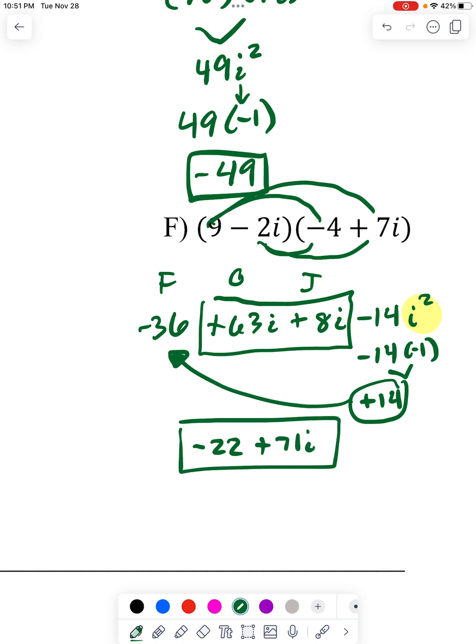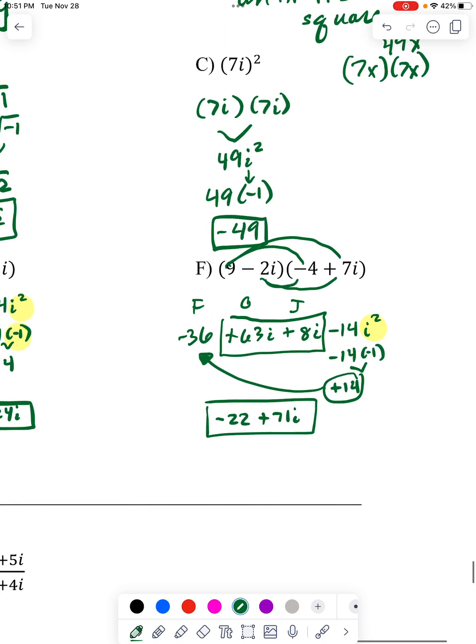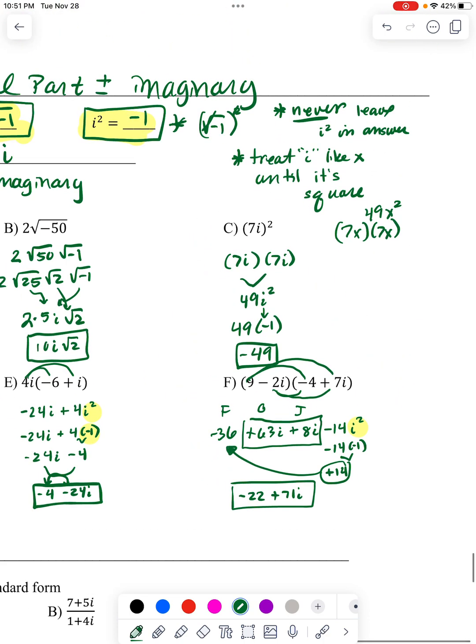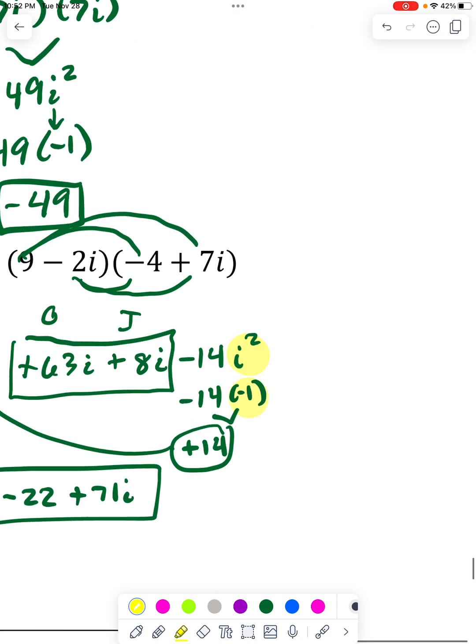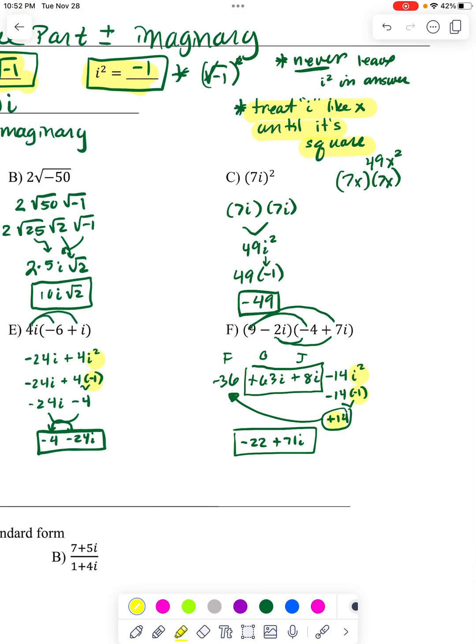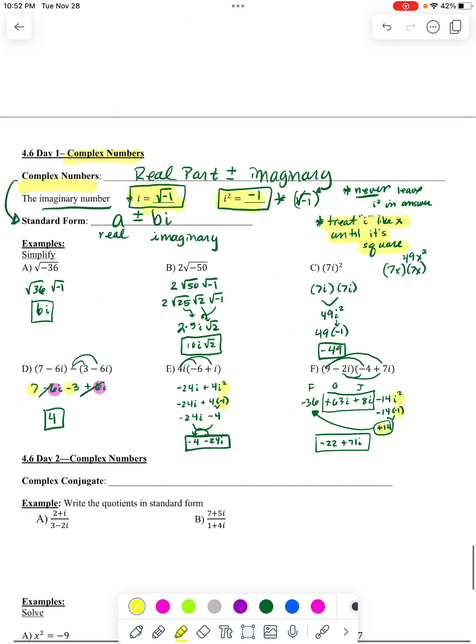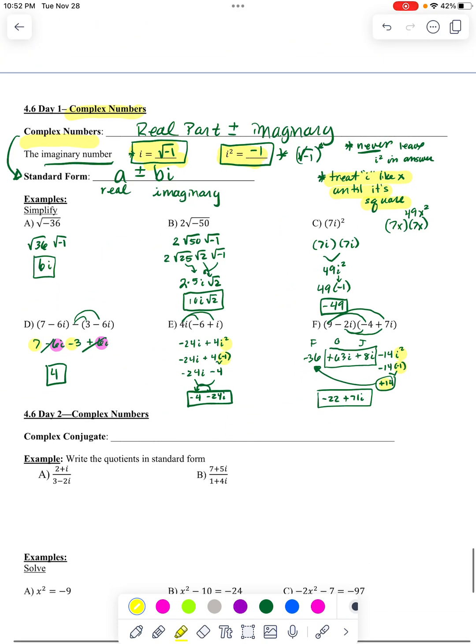So I always have my real answer part out front, my imaginary answer part second. But if you kind of live by this and do your math, treating i like it's an x until it's squared, then you're good to go. And when it does get squared, you replace it with a -1 and then multiply by the number that's with it. So this is kind of the basic beginning complex number / imaginary stuff. So hopefully that will help you out.